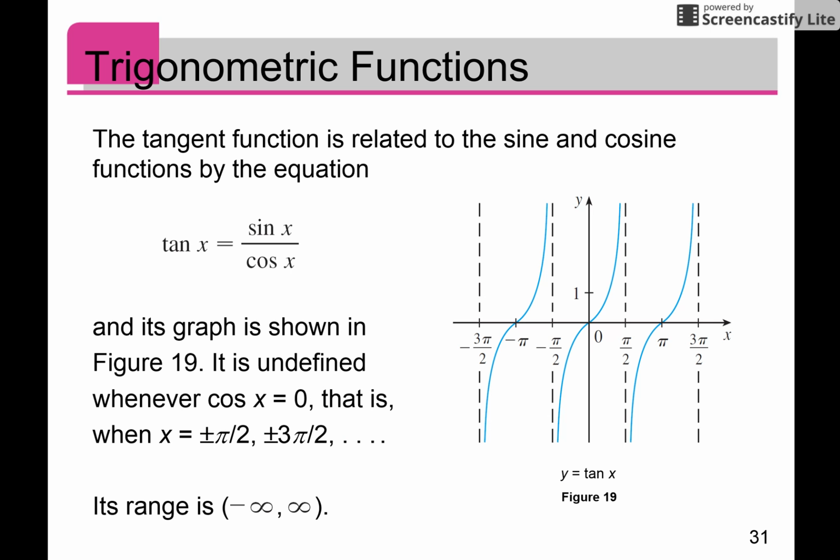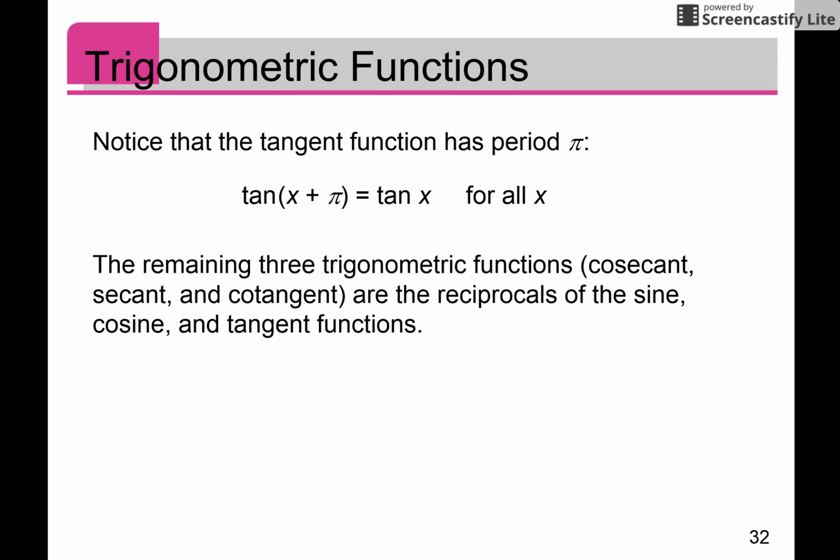And then the tangent graph, you should again be familiar with this. This one has vertical asymptotes. That's because cosine is in the denominator, so anywhere where the cosine is 0, we would have a vertical asymptote on the graph. The range is all real numbers. Tangent is pi periodic, not 2 pi periodic like sine and cosine.